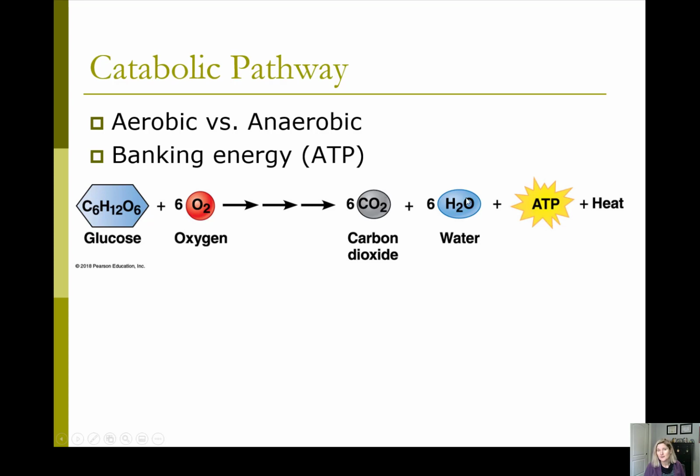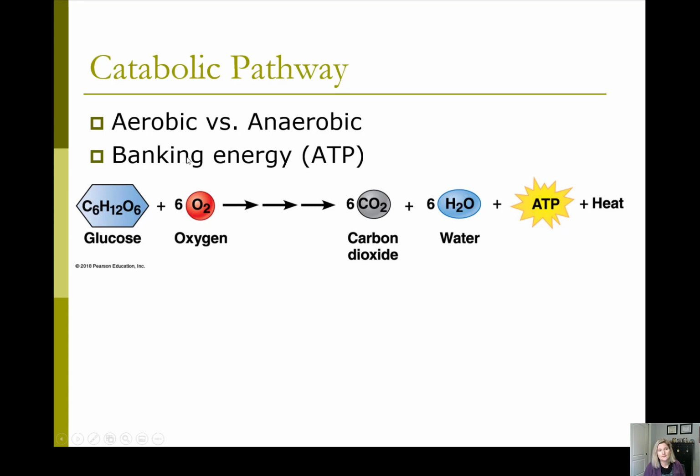And you can see the byproducts of the process: carbon dioxide and water are also produced along with heat. So this is going to be generating that ATP, the cellular energy that our bodies are seeking to do work. Anaerobic is basically the same process, but without the presence of oxygen.